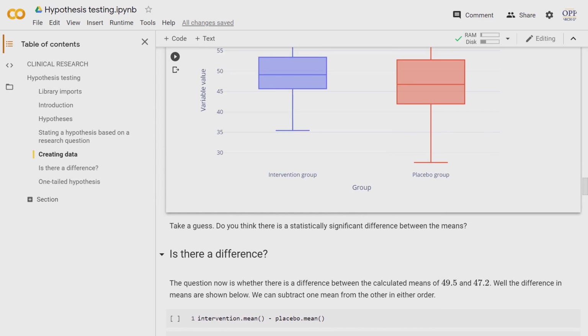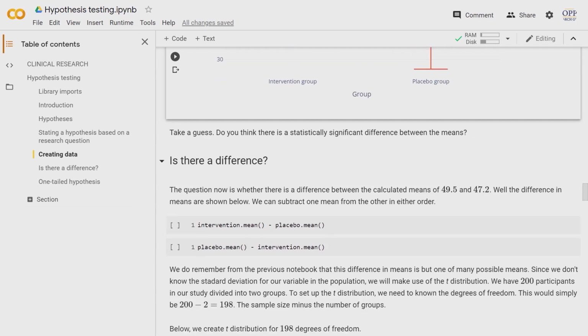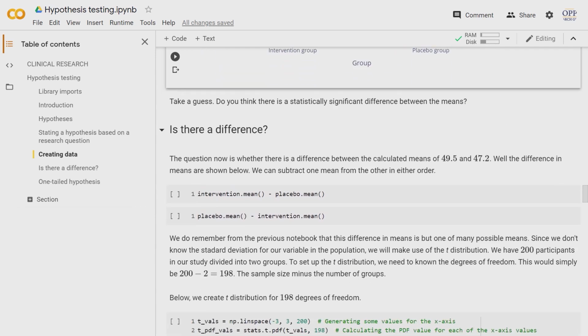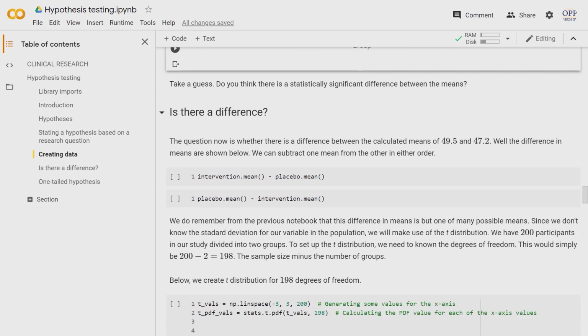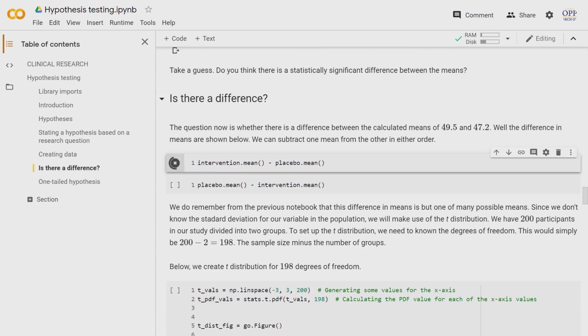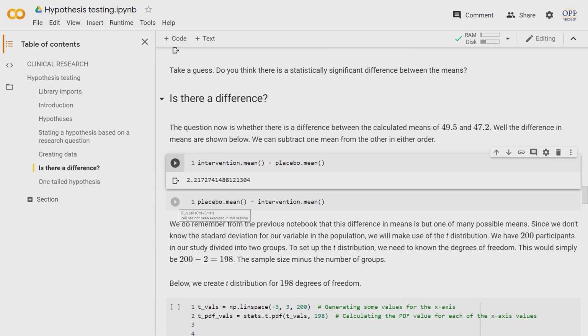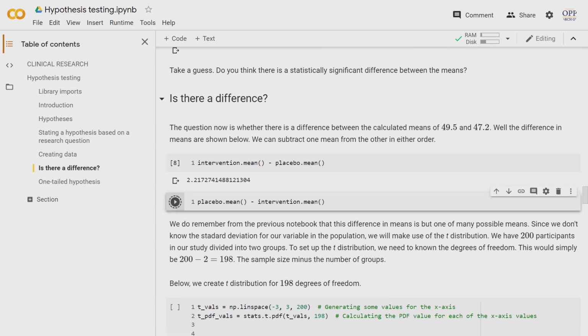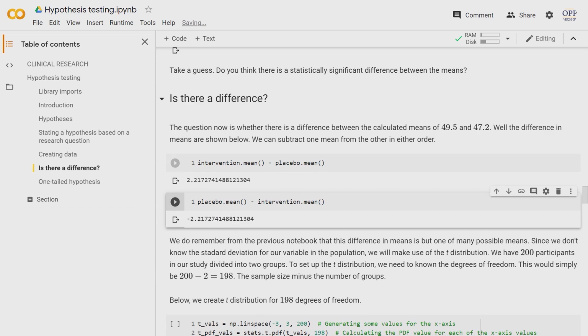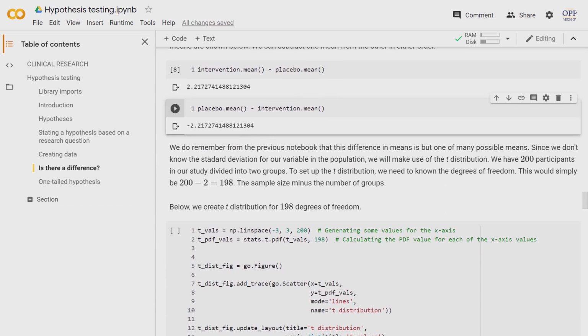Now, I use the term statistically significant difference. That's such a horrible term, but it's just stuck in the way that we do talk. But I wish we could get away from it. Anyway, is there a difference? So I've got these two means, 49.5 and 47.2. Now, remember I said the difference is going to be depending on which one we subtract from which one. If we say intervention.mean minus placebo.mean, we get 2.217. And if we do it the other way around, of course, we get -2. So it just depends on how we set this up.